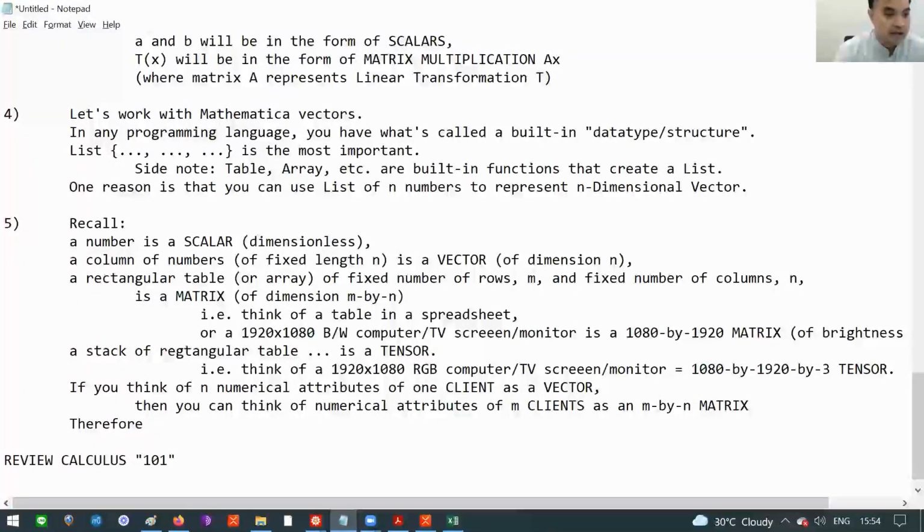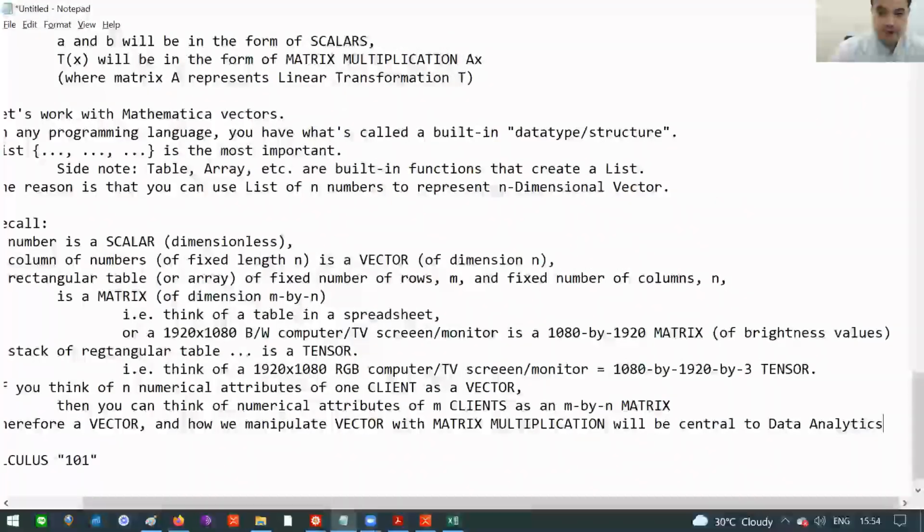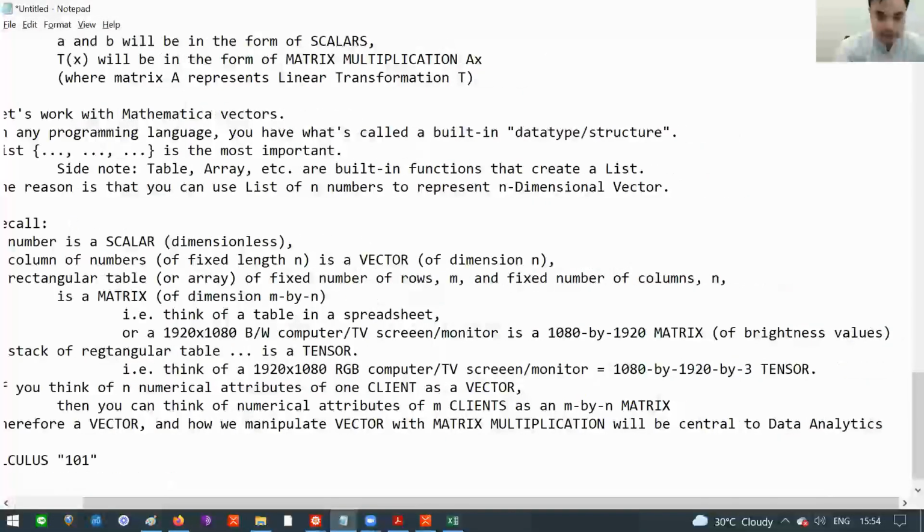Therefore, a vector and how we manipulate vector with matrix multiplication will be central to data analytics. Yeah, it doesn't have to be big, small. Okay. So that's where we are.